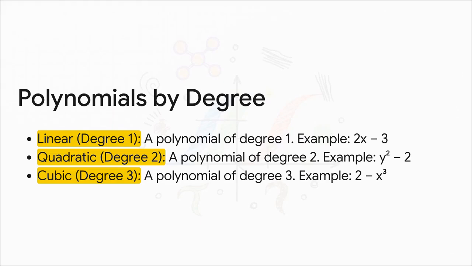Now, we can sort these guys by their degree, and that's just a fancy word for the biggest exponent you see. So degree 1 is called linear, degree 2, that's a quadratic, and degree 3 is a cubic. These are the big three we're really going to focus on.